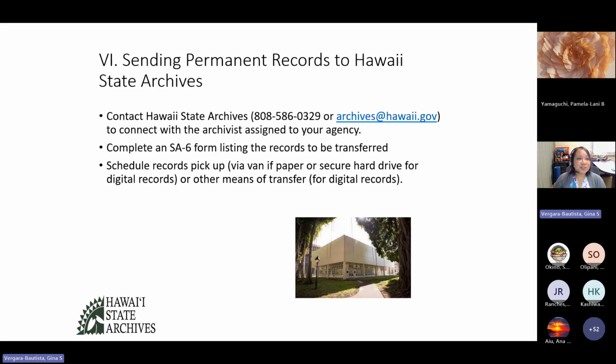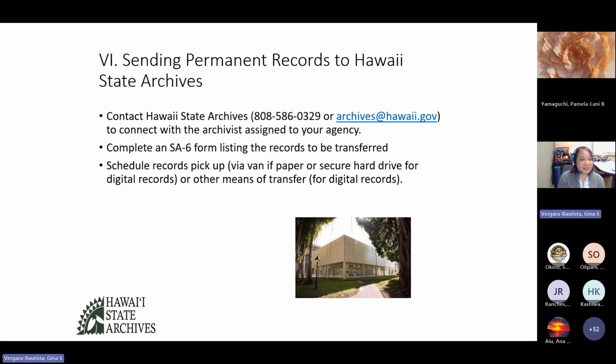Now, sending permanent records to Hawaii State Archives. If your retention schedule says permanent, you are willing to transfer it to the state archives. It doesn't matter if it's paper or electronic. They are able to accept those two formats. You just need to contact Hawaii State Archives. They will assign you an archivist to work with you on how to transfer that.